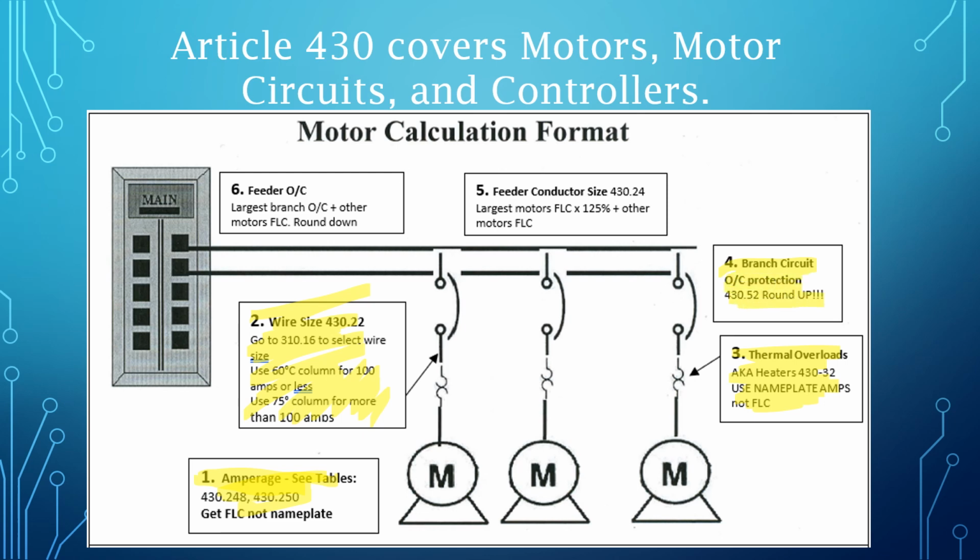We're going to use those amperages to decide our branch circuit protection, and then our feeder conductor size and our feeder overcurrent. It's a 6-step process that we're going to go through to get from all of the motors all the way back to our main circuit breaker for the entire system. And we'll work through those one at a time.